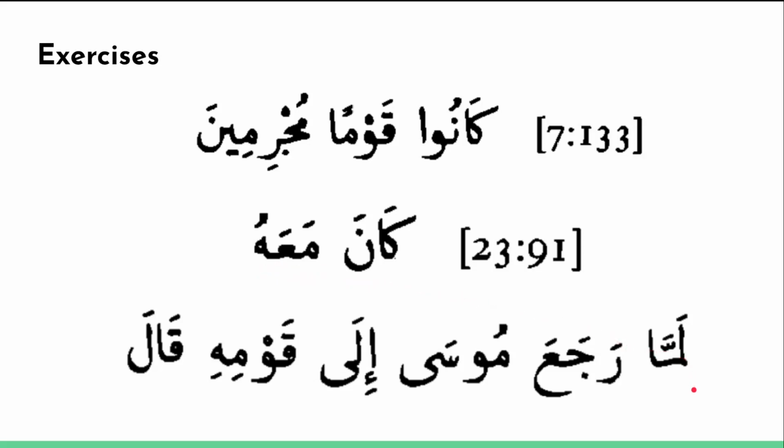Last exercise. لما رجع موسى إلى قومه قال. So this is an example of using لما and قال together. So رجع means returned. So when Musa returned, when Moses returned to his people, إلى means to, قومه, his people. Why is it kasra on the meem? Because of إلى. When Moses returned to his people, قال, he said, and then the ayah continues.